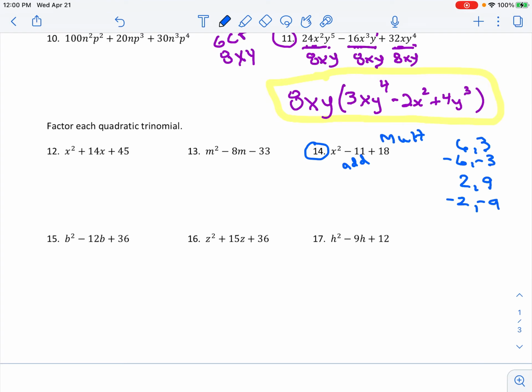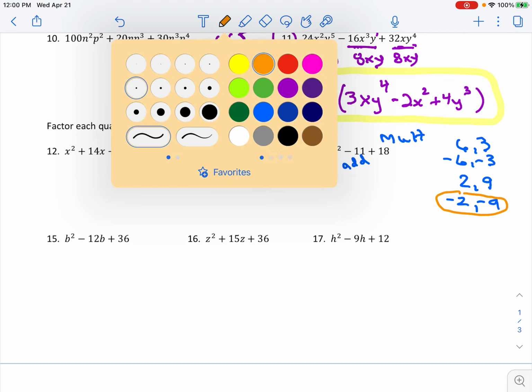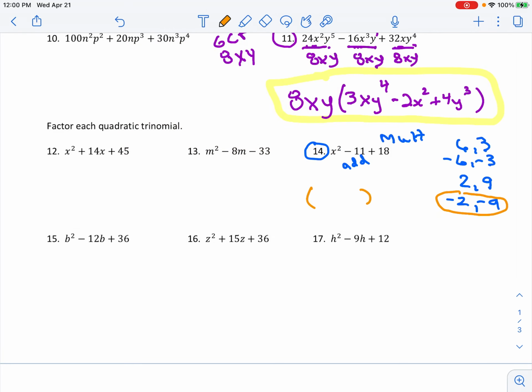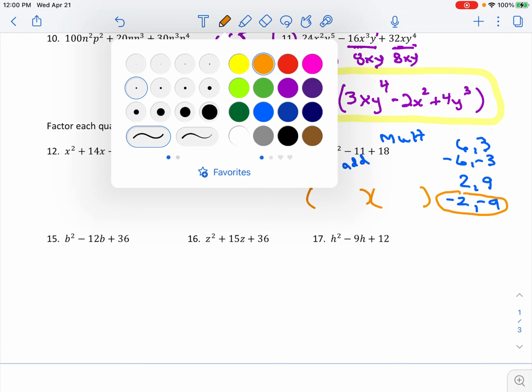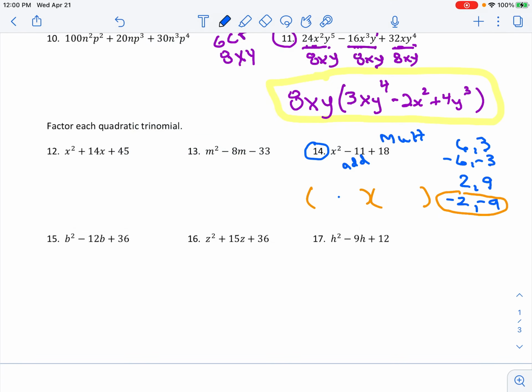But if I take negative 2 times negative 9, multiplied together, that gives me positive 18, and added gives me negative 11. So these are the factors that will give me the product of 18 and the sum of negative 11. So those are the factors that I put into my two parentheses. So my negative 2 goes in the back, and so does my negative 9. And what goes in the front is whatever variable you have.